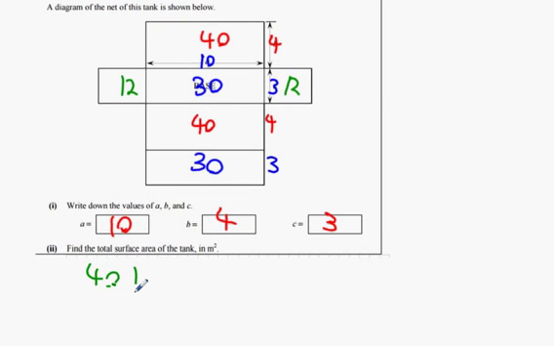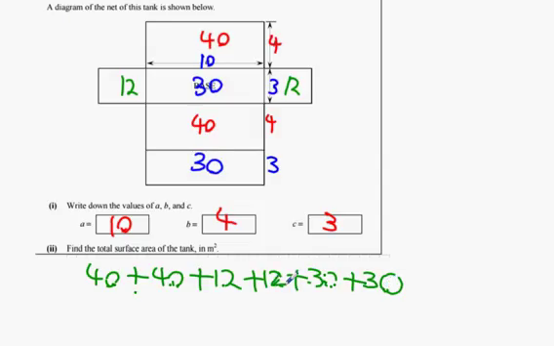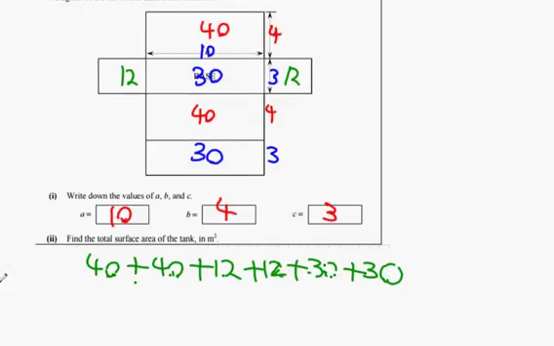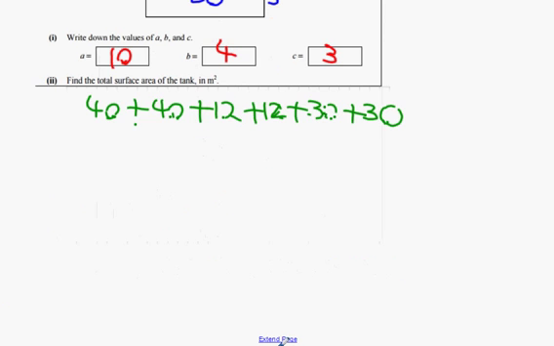So it's 40 plus 40 plus 12 plus 12. What did you get, Aaron? 224? Is it 224? 164 meters squared. Okay.